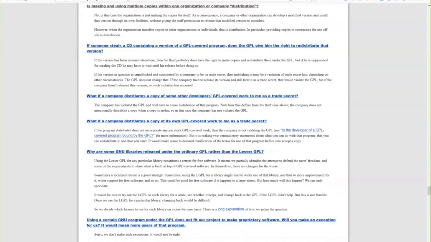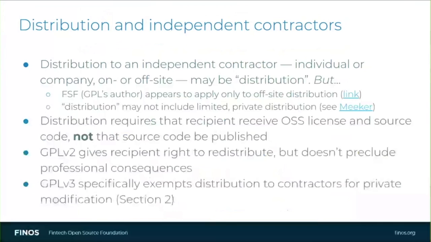So the FSF seems to consider whether you are using the software on or off site to be relevant. That would seem to suggest they don't think that providing copies of GPL software to a contractor who's working within the four walls of your company is distribution. That is only their opinion.